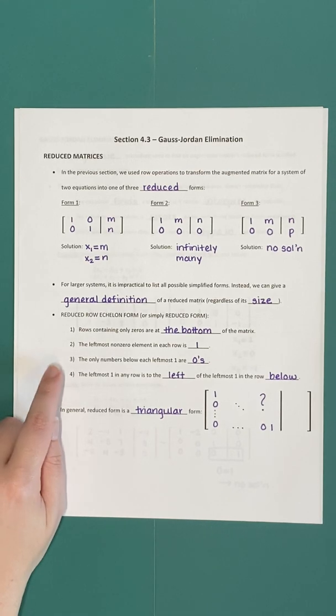And then also, final requirement, the leftmost 1 in any row is to the left of the leftmost 1 in the row below.